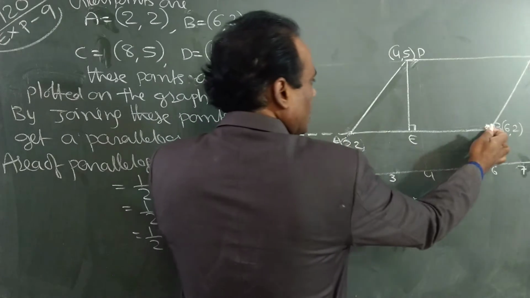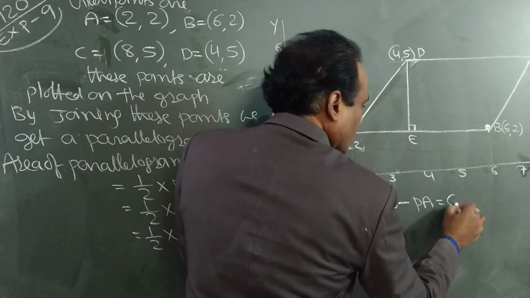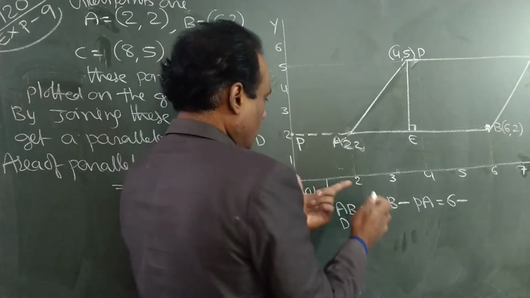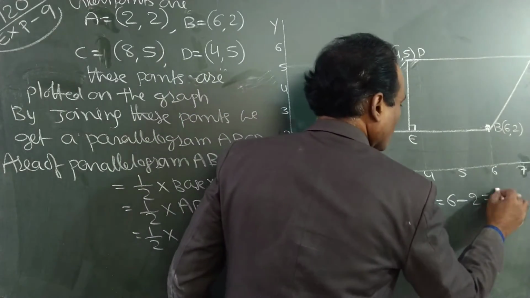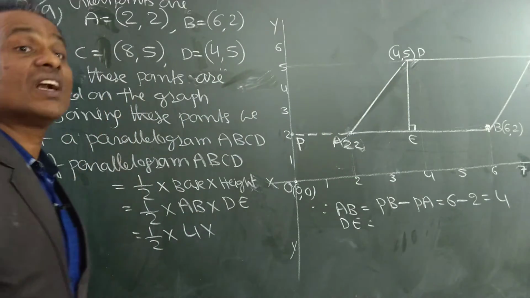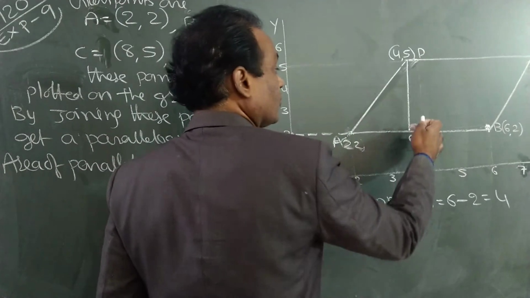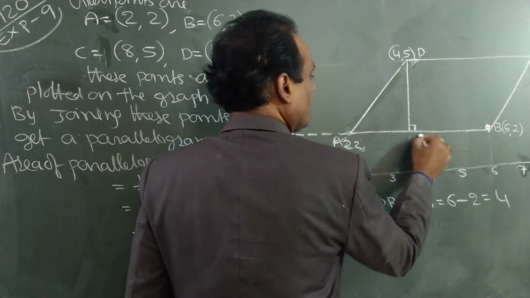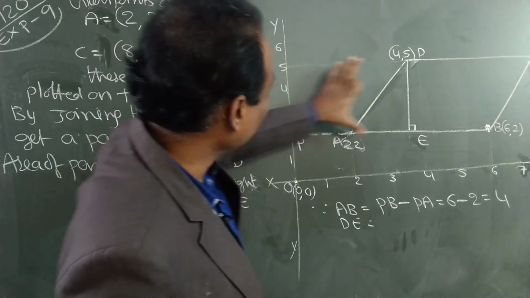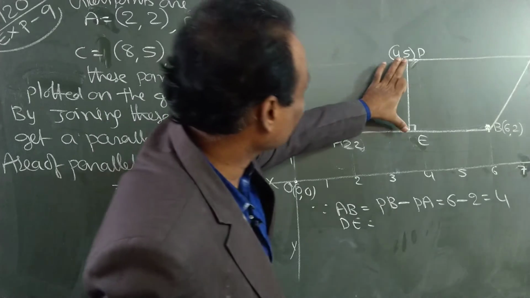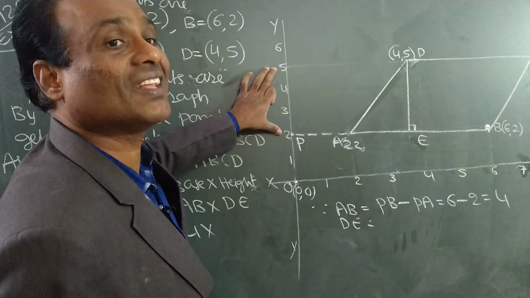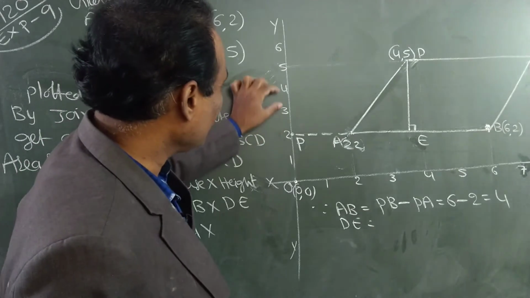So P to B, total distance is how much? 6 minus PA, P to A, 2. 6 minus 2 is 4. So this base is 4. Height. What is the height? What is this distance? If you look at this diagram, we will get this distance. See, this distance is same as this distance. 1, 2, 3. What is this distance? 3.